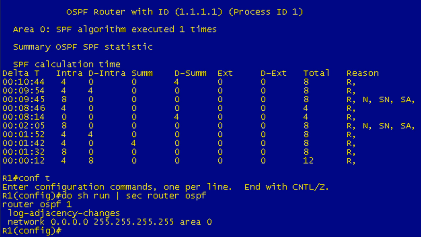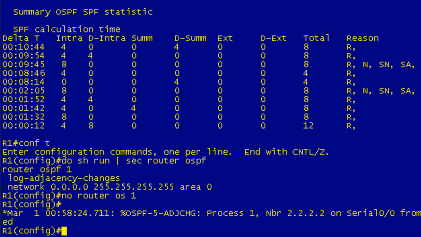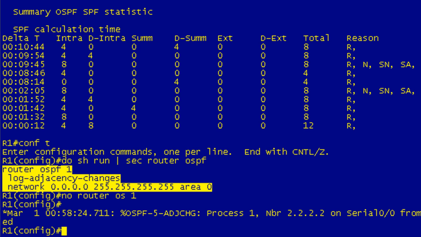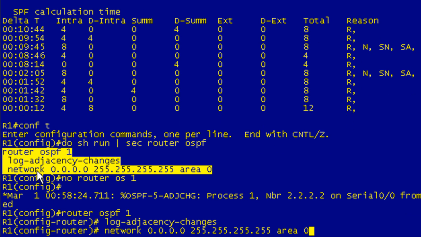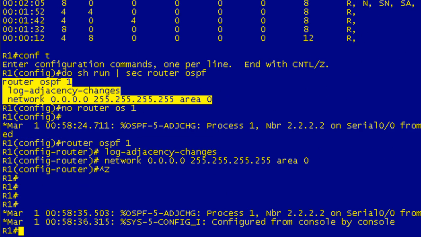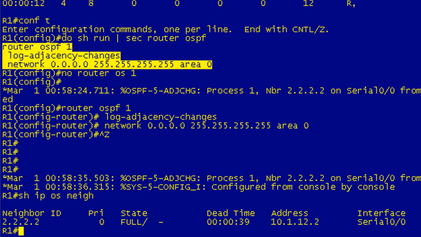In this case, it's just going to really simplify stuff, because what I'm going to do is a no router OSPF 1. That's going to completely blow away the configuration for OSPF. So now we have no OSPF running on here. And the reason I did this is because it's easy to just highlight this and paste it in there and restore it. So we'll wait just a second and we should have our OSPF neighbors back up.